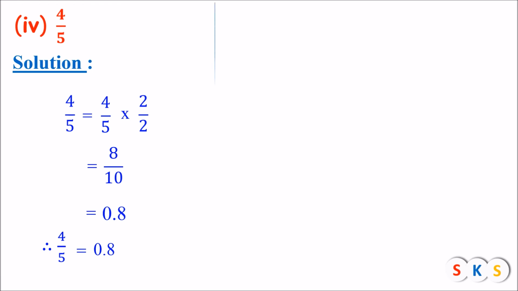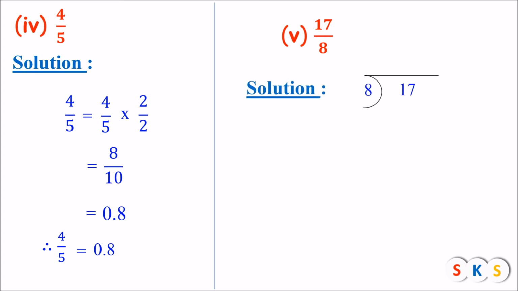Okay, let's see the next one, fifth. 17 upon 8, right? And you can see that 10 or 100 or 1000 doesn't come in the table of 8. So we will divide 17 by 8 directly. 8 twos are 16, right? 17 minus 16 is 1. Now there is no digit to copy. So what we will do, we will put a decimal in the quotient and we will take a 0.